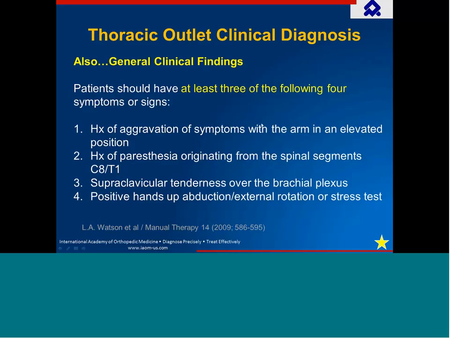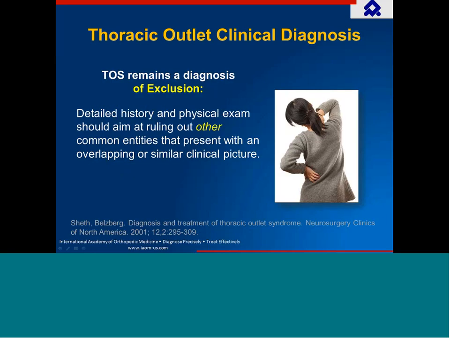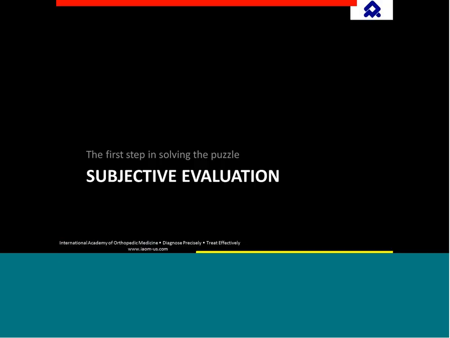So when we start looking at clinical findings, we start to review the research and we realize that patients should have at least three of the following four symptoms or signs: a history of aggravation of symptoms with the arm in elevated position, paresthesias originating from the spinal segments C8-T1, supraclavicular tenderness over the brachial plexus, and a positive hands-up abduction extension rotation test or stress test. This is what we know. Now, we also know that a detailed history and physical exam should aim at ruling out other reasons for these symptoms, because often thoracic outlet syndrome remains a diagnosis of exclusion.